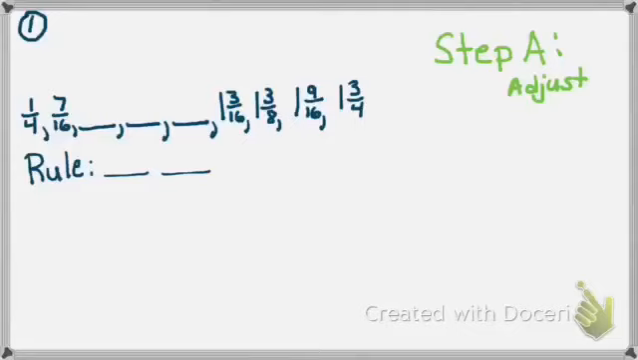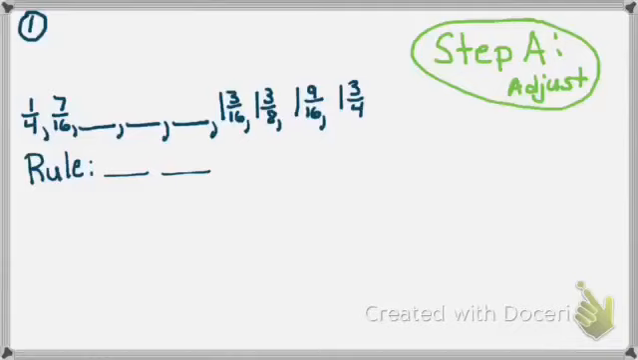The first thing we need to do, especially if there's fractions, is adjust all of our numbers so that they have common denominators, because you can only truly compare fractions and find the rule if the denominators are common. So we need to adjust. How do I adjust? Well, I look at my denominators, and each time I get to a new denominator that I have not yet seen, I circle it.